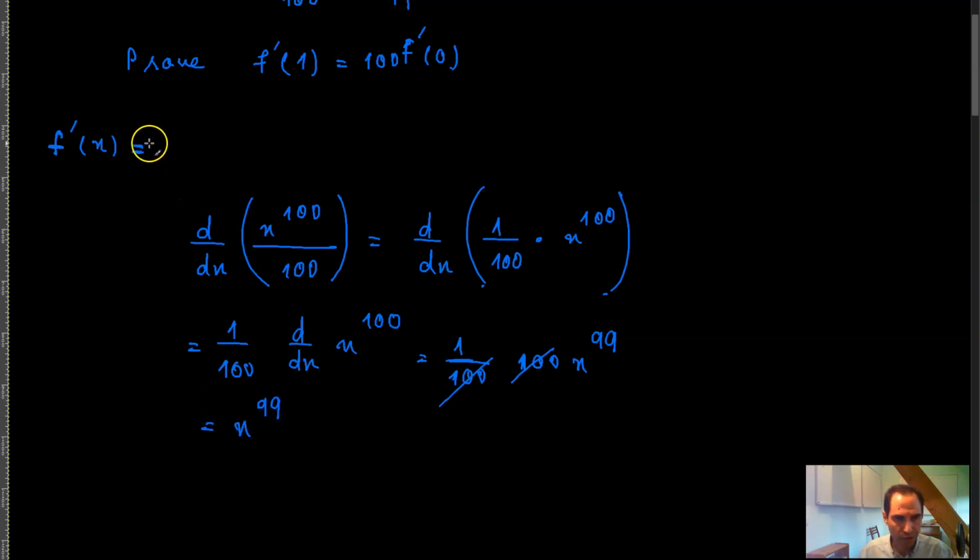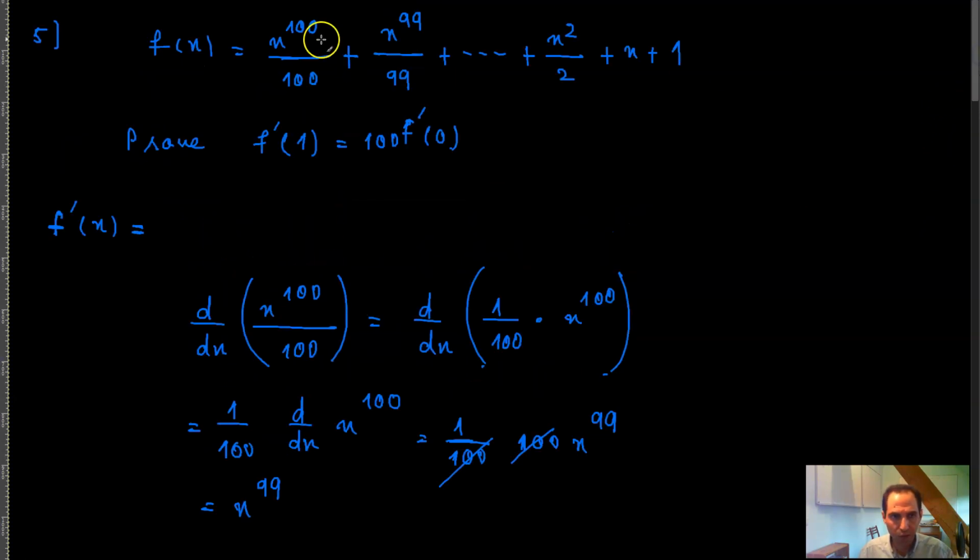So this is the first term of this polynomial. The derivative of the first term becomes x raised to the power 99. And then by the same logic, this becomes x raised to the power 98, 97, 96, and so on and so forth. And this becomes zero, right? And therefore you will get, so this is 99 all the way up to 1. So this is 100 terms, and that would be 101 terms.